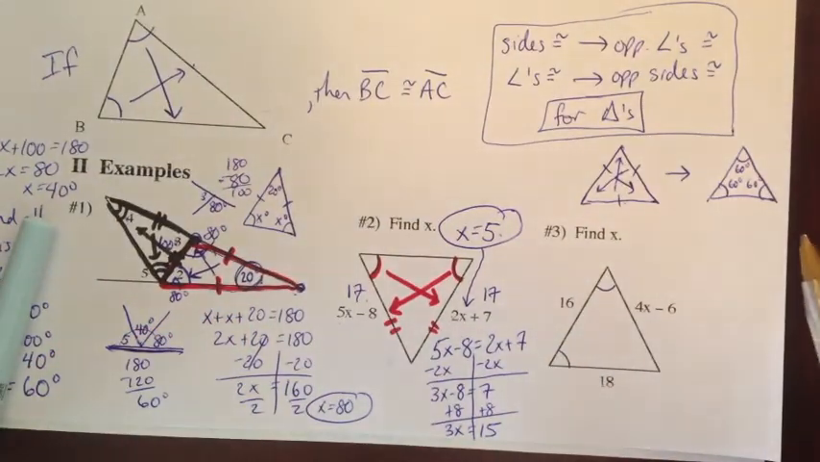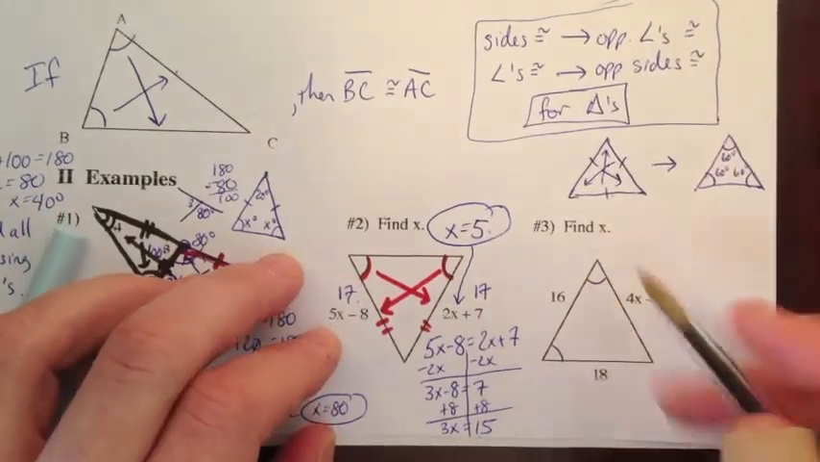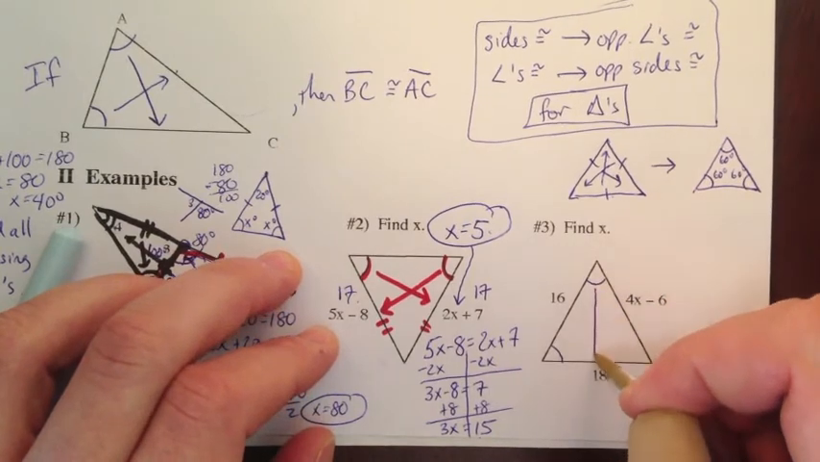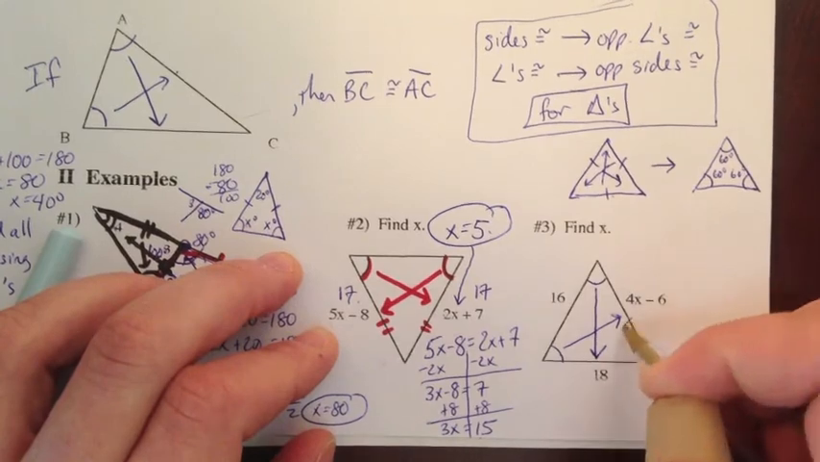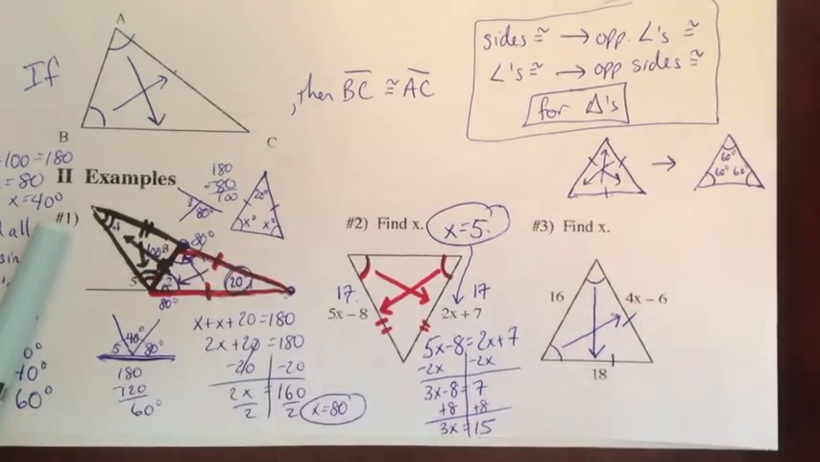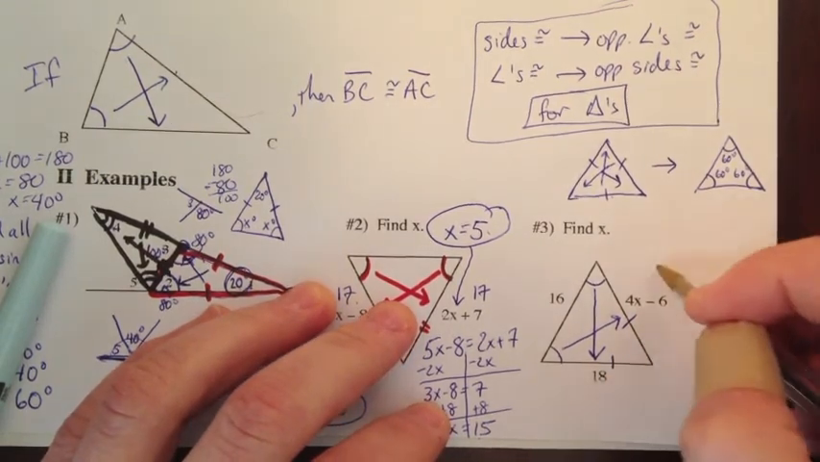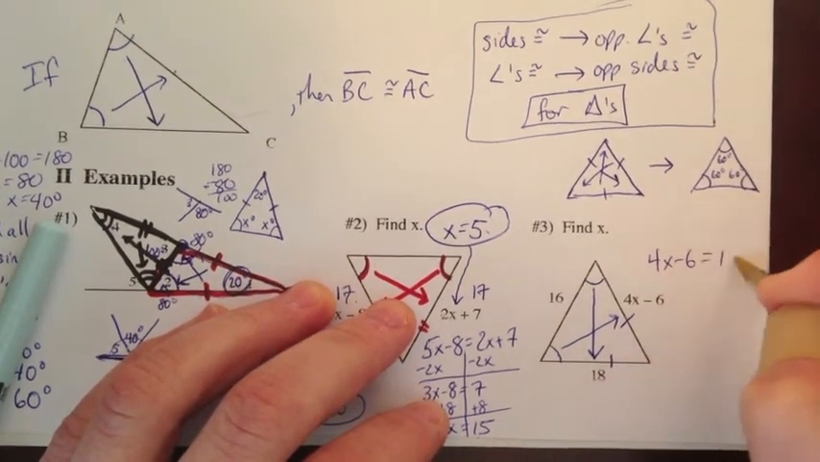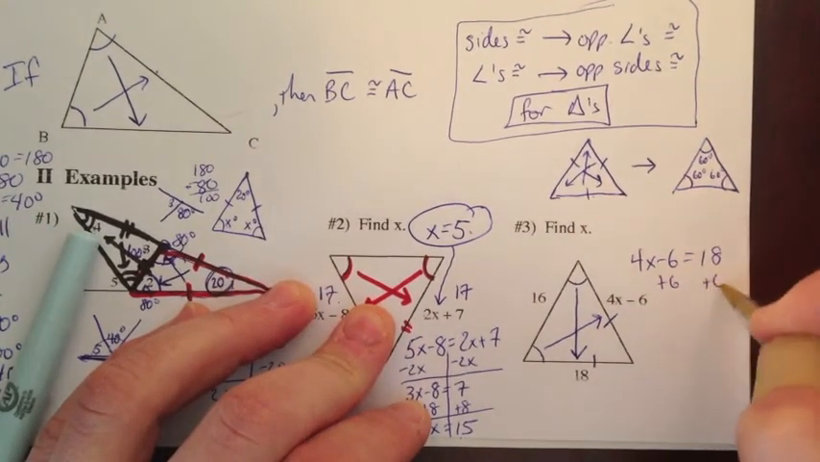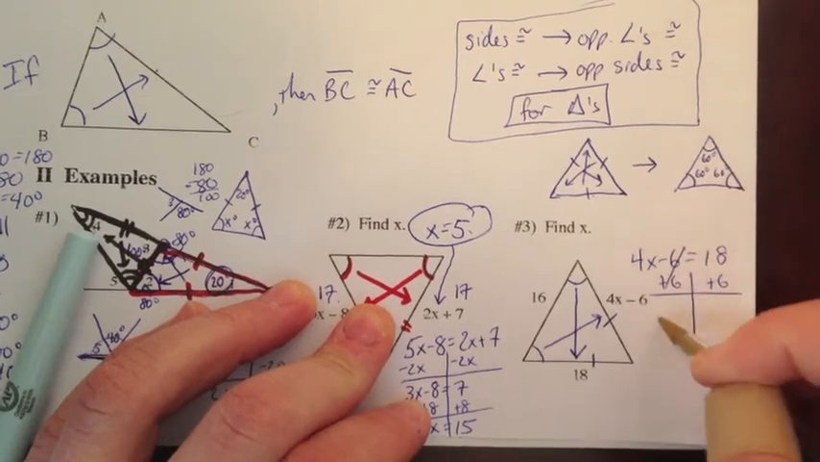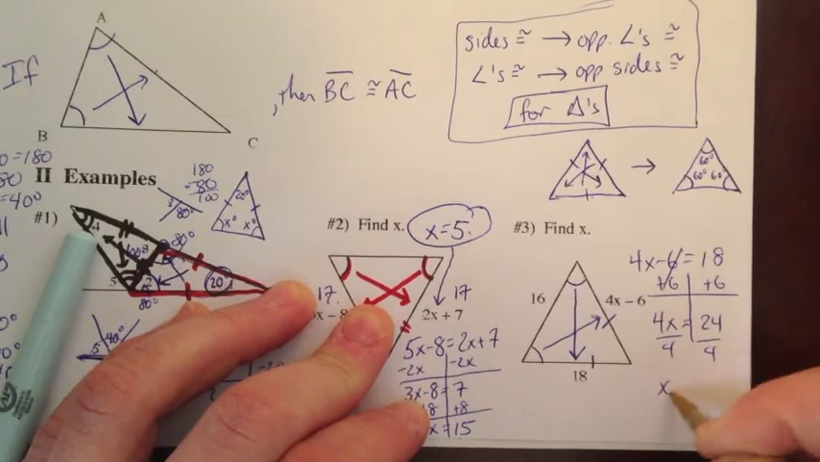And then number 3, whoops, the two angles are congruent. Let me draw an arrow to their opposite sides. That's 18, and that's 4x minus 6. Those are equal. They're congruent. So 4x minus 6 equals 18. We'll solve it. We'll go plus 6, and that gives us 4x equals 24. Divide by 4, x is 6.